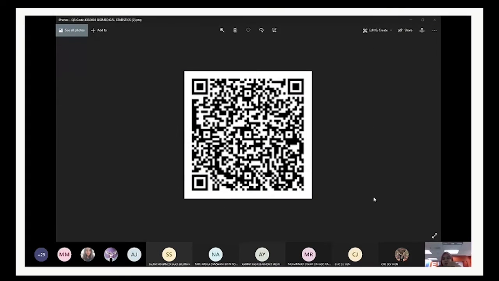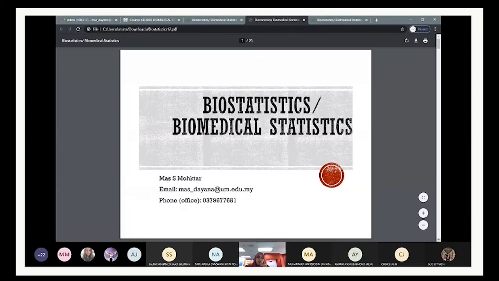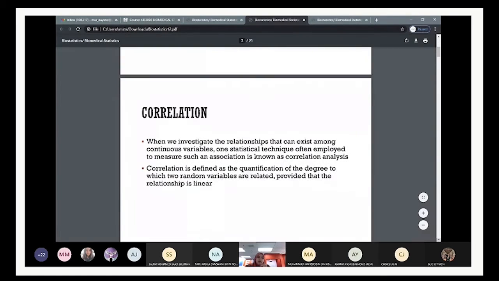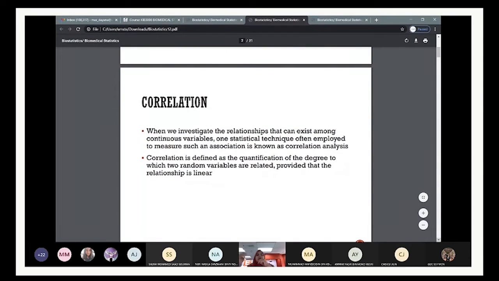So for today, we are going to cover two topics. One is correlation and one is regression. We want to see about correlation. When we are talking about correlation, we actually would like to investigate the relationship that exists between two continuous variables.